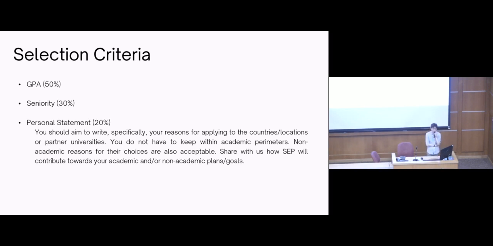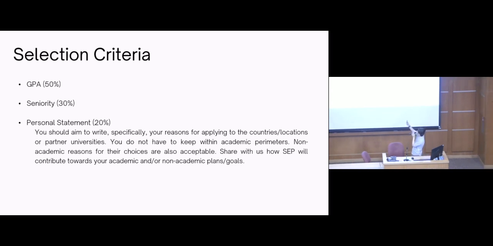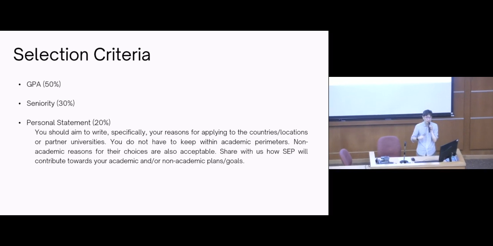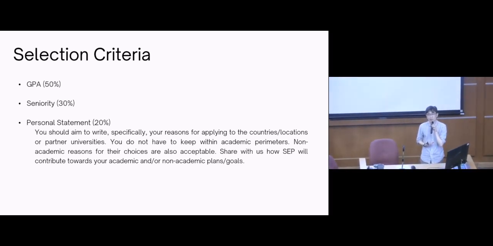You have to write a short personal statement, and I won't read this. It is available online as well. But basically, you should tell us the reasons why you want to go to a certain location, a certain university, to do your student exchange. As I mentioned, the selection process really is to help you get into the partner university that you really want to go to. If you are flexible with location, typically you will get something. Okay?